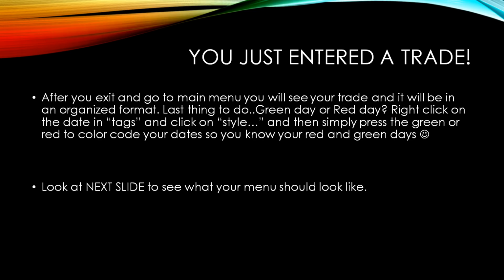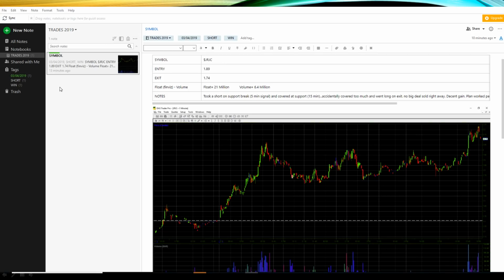After you exit and go to the main menu, you will see your trade, and it will be in an organized format. Last thing to do: green day or red day. Right-click on the date in tags and click on Style, and then simply press the green or red to color code your dates so you know your red and green days. Look at the next slide to see what your menu should look like. You can see that up here.